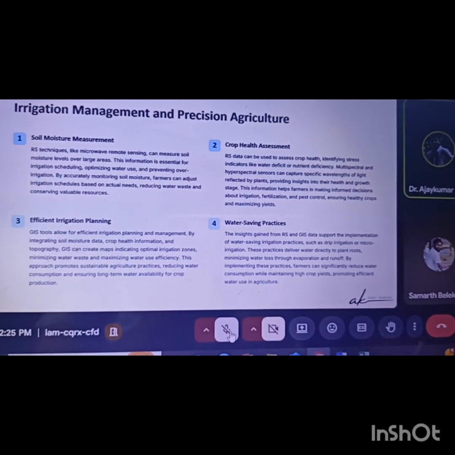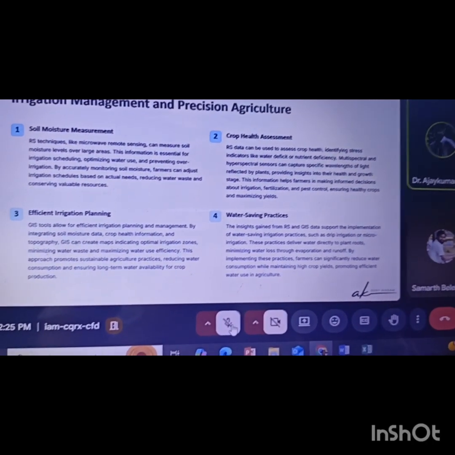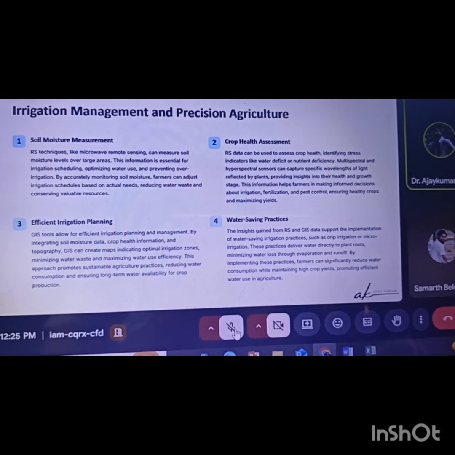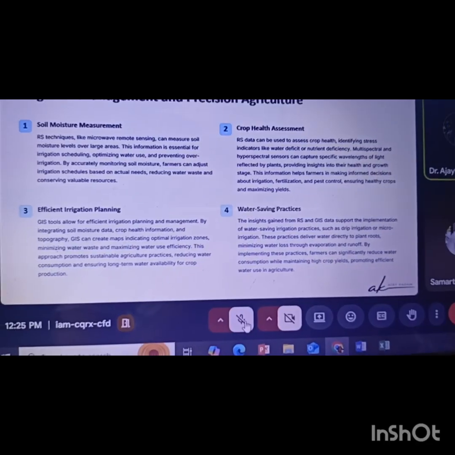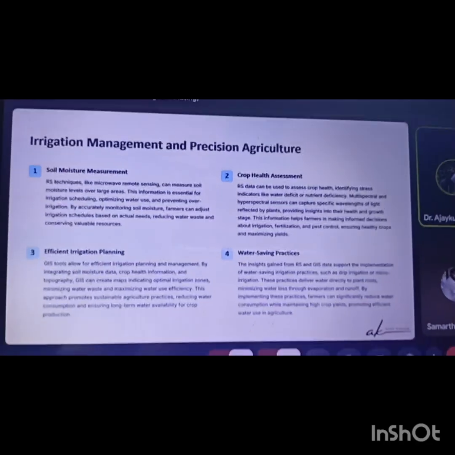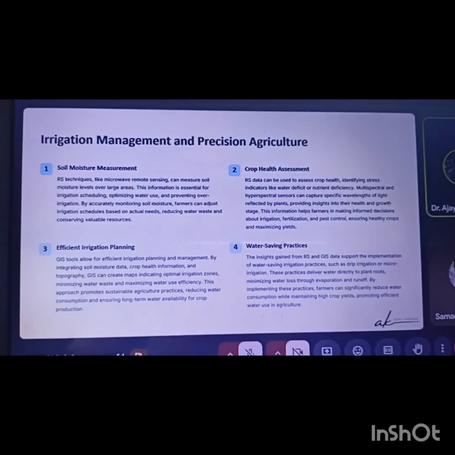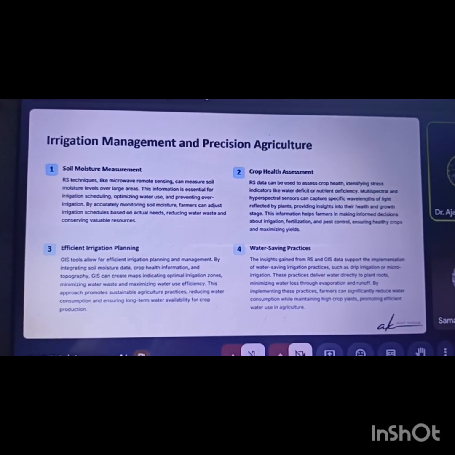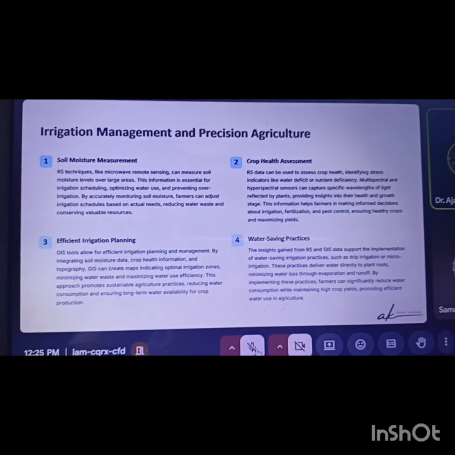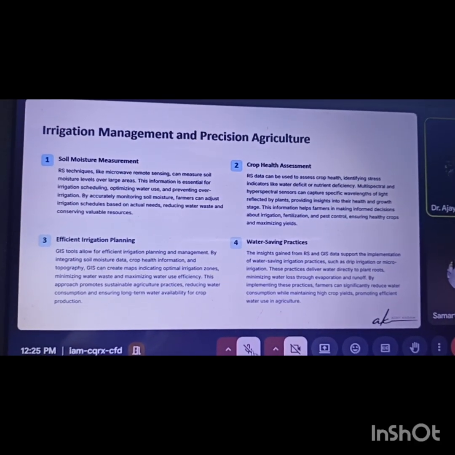Then efficient irrigation planning, as I previously said, can be easily done with the help of the soil brightness index, NDVI, soil or modified soil water indexing. So this indexing will help you identify where irrigation is required. That irrigation water will be given to the places where water is required, and the other part is water saving practices.